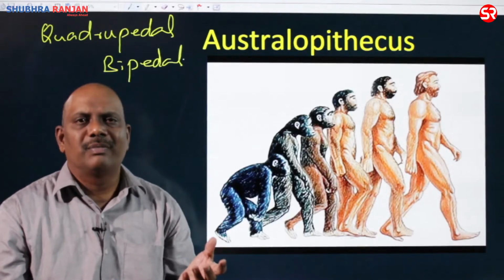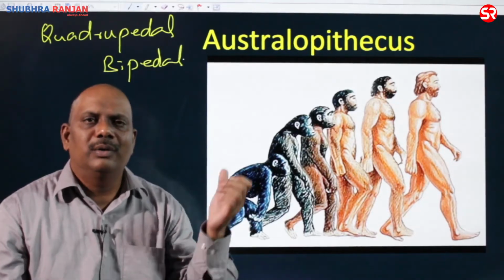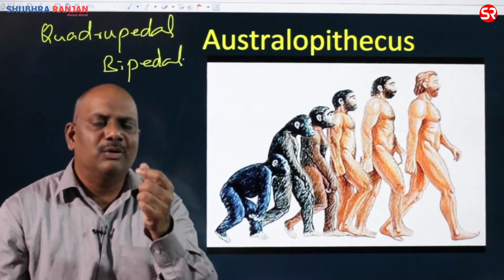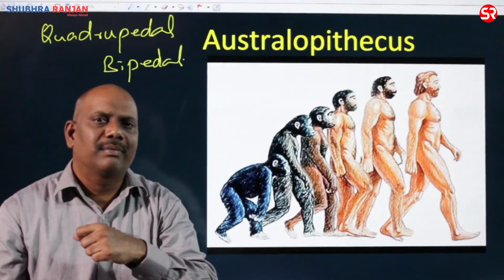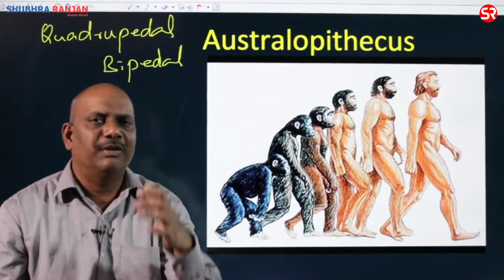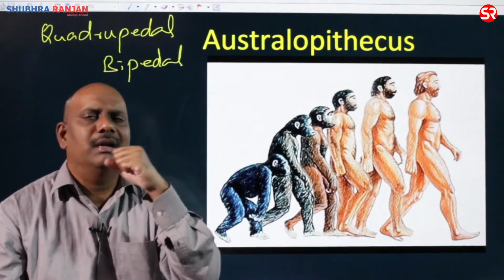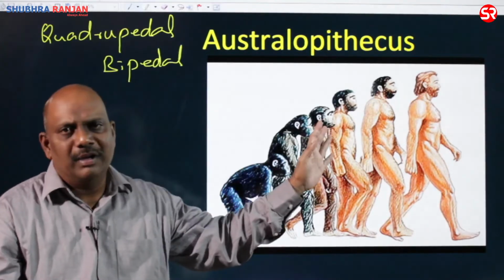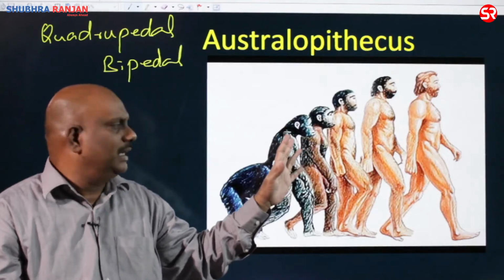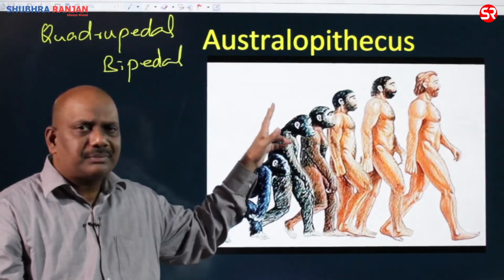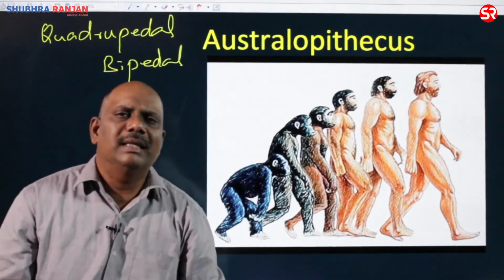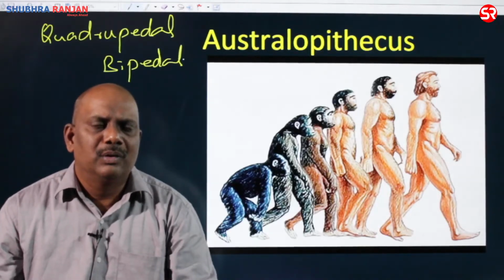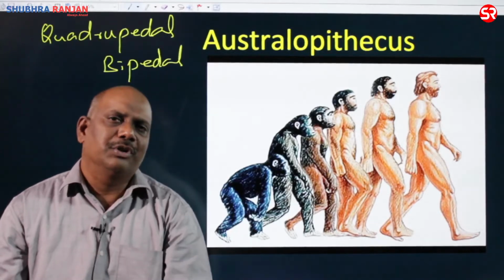variety of purposes. We can use them to hit a person. We can use them to make a stone tool. We can use them to hunt animals. Correct? Forearms became free and this was a very important aspect of human evolution. Quadrupedal to bipedal. Australopithecus is one such ape here. In fact, Australopithecus was the first ape to have a bipedal locomotion.